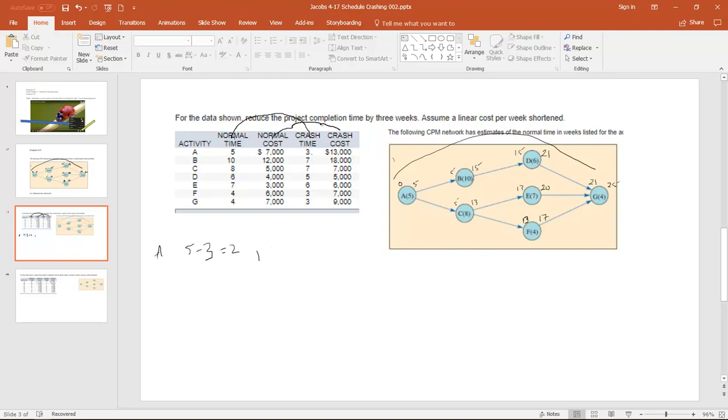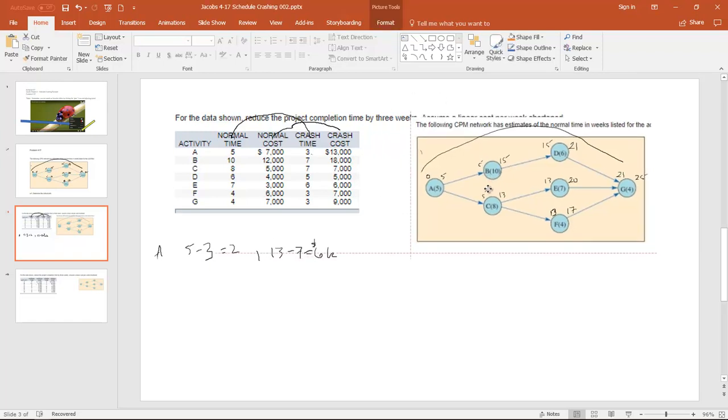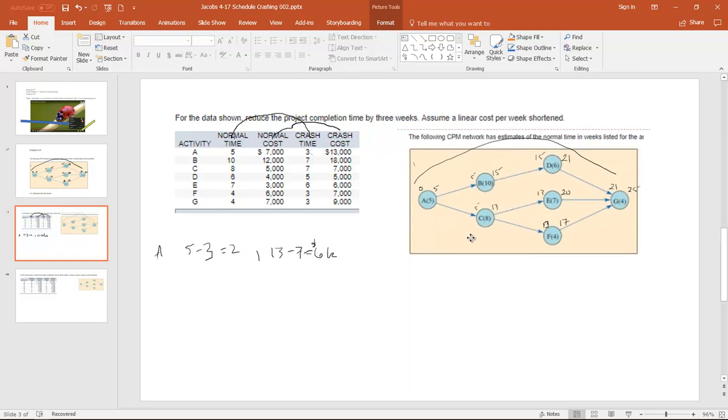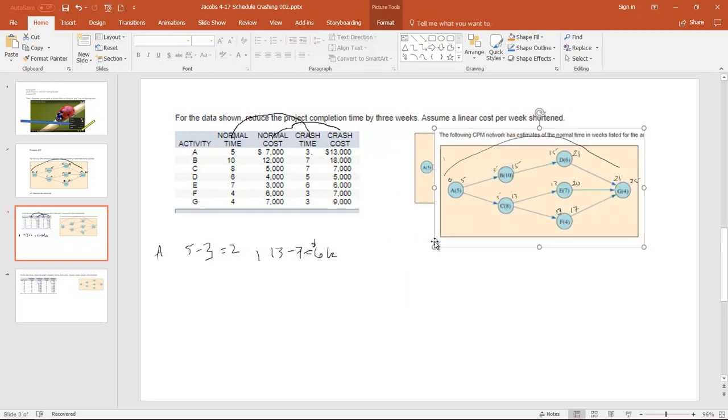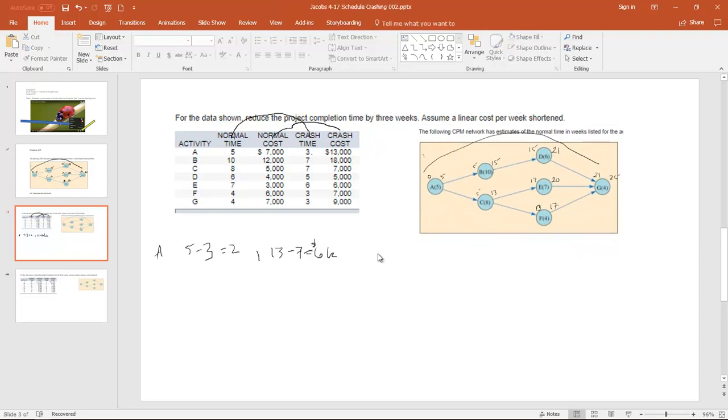And the cost savings in that is 13,000 minus 7,000, which is equal to $6,000. So if we can reduce it by 2 weeks, 1 week at a time, and it takes $6,000 to do that, I'll move that a little bit out of the way here. Okay, so it takes $6,000 to reduce it by 2 weeks. The logic there is $6,000 for 2 weeks is $3,000 per week. Okay, that's all we're going to do.